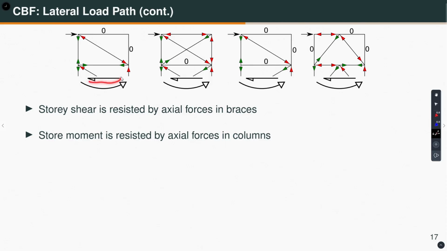Well, the story shear is resisted by the axial force in the brace. So, here it is compression, tension, and here it is only tensile one brace. And the story moment is resisted by the couple that is formed through the axial forces in the columns. That is the mechanism.